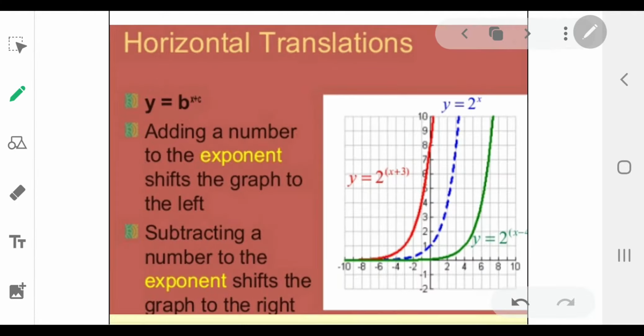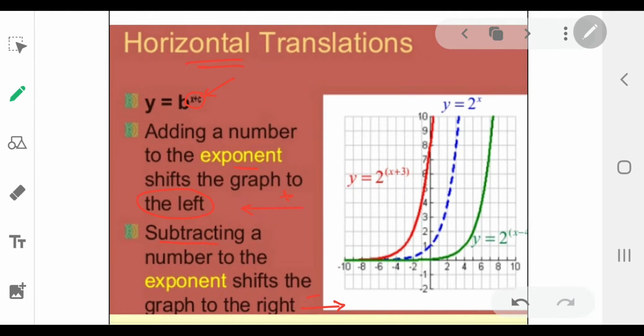Let's introduce the horizontal translation, y equals b to the power x plus c. In horizontal translation, I'm adding or subtracting to the x itself, to the exponent. And as you will know now, adding to the exponent causes horizontal translation to the left. So adding, the graph is going to be translated to the left, while subtracting a certain value from the x, from the exponent, causes horizontal translation to the right. So again, subtraction causes horizontal translation to the right, adding causes horizontal translation to the left.